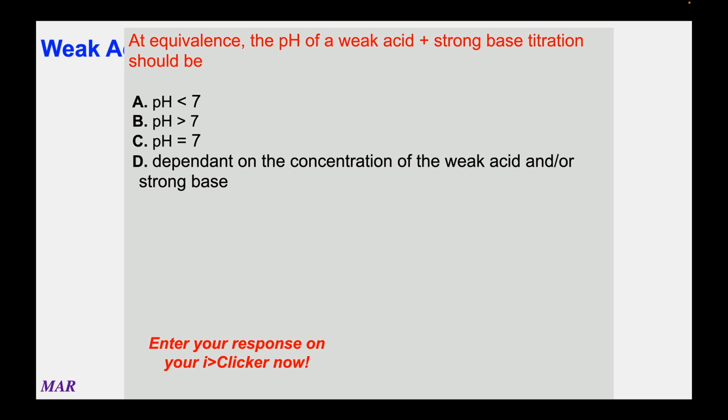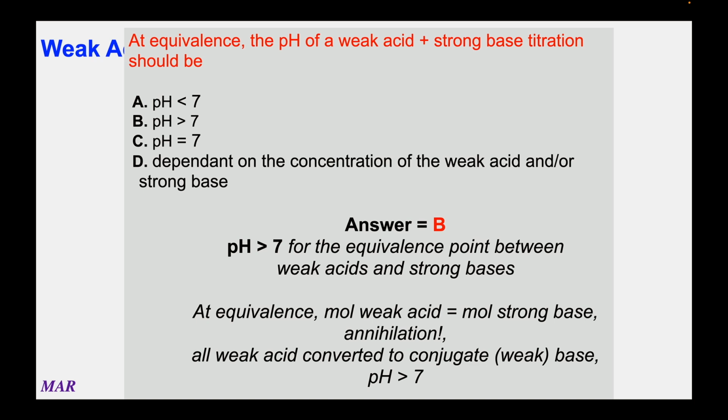So just to highlight that last part, if you have a weak acid and strong base titration and you're at equivalence, what will the pH be? Again, at equivalence, the weak acid and strong base moles are equal. They've wiped each other out. However, the weak acid creates its conjugate base, and bases will be basic. That means the pH should be greater than 7. And this is what you see when you have a weak acid and strong base titration, all right?